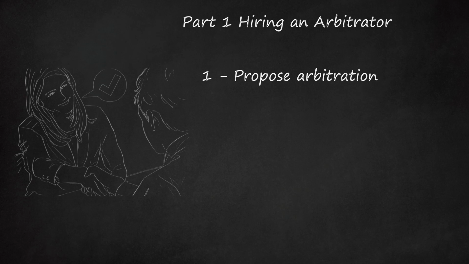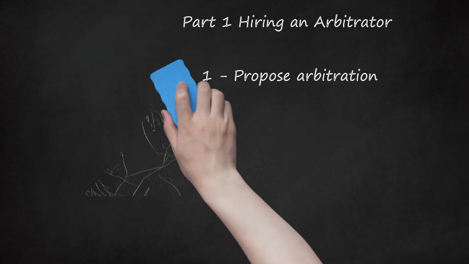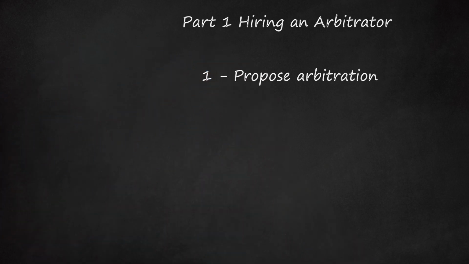Sometimes, your state law will require arbitration. For example, in Oregon, any civil trial for less than $50,000 must be submitted to arbitration. In this situation, neither party has a choice about arbitrating. Your judge will tell you if you must arbitrate.